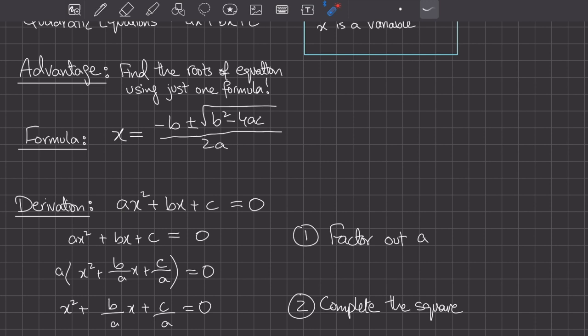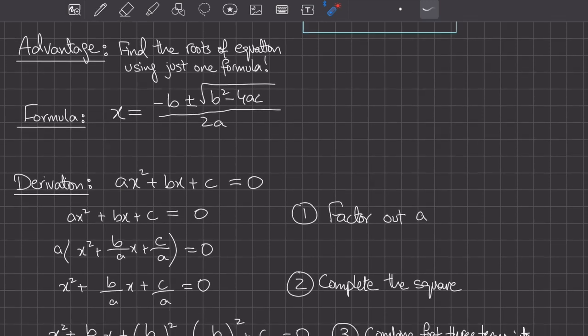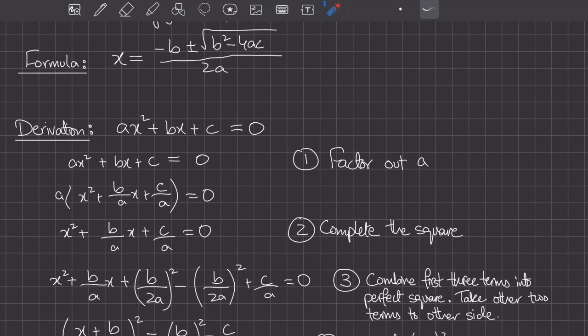Before we delve into examples, ensure you revisit the concepts of LCM and completing the square from previous videos, as they lay a solid foundation for what we're about to explore. We will start by learning how to derive this formula.